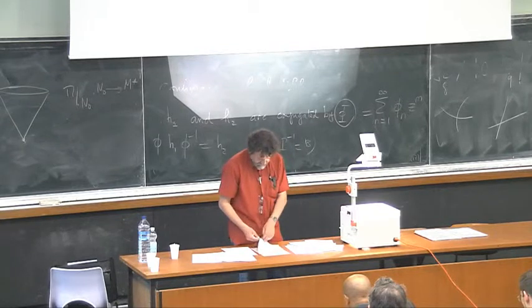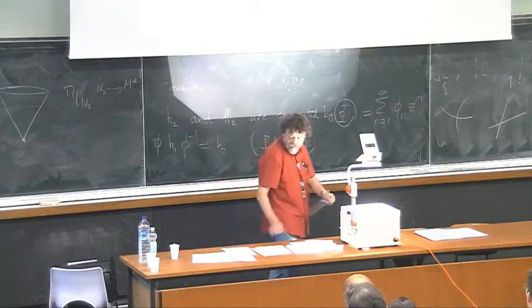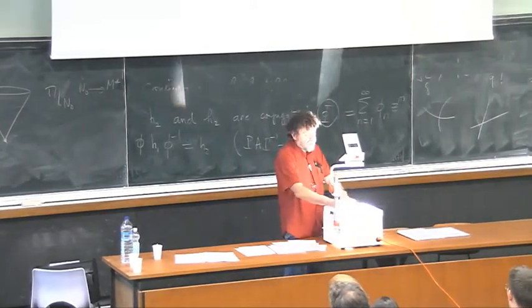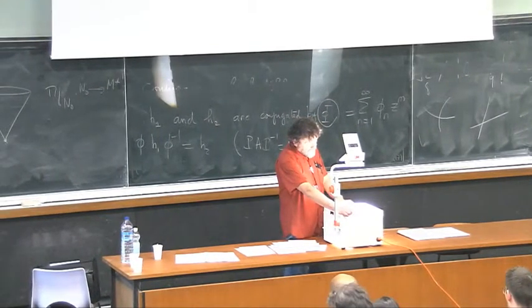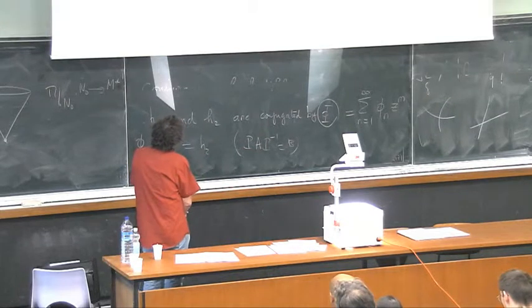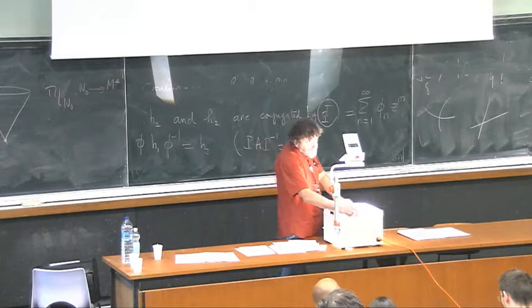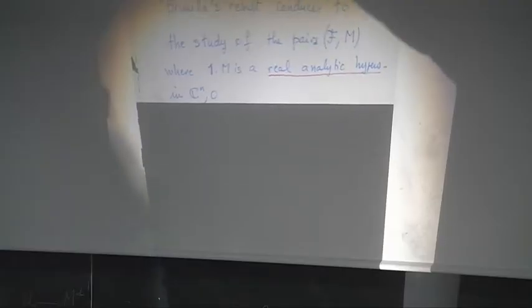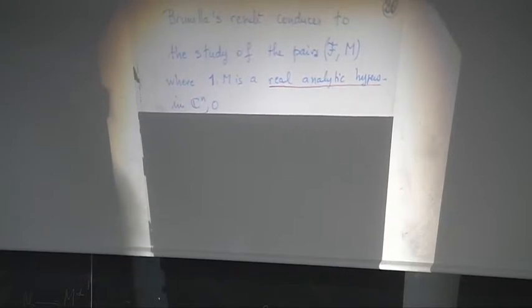So after this, it seems reasonable to study the pairs of holomorphic foliation and hypersurfaces M, which are analytic and Levi-flat, and the Levi leaves are given by the leaves of the foliation F which are in M. So F, a holomorphic foliation, M, a subspace which is real analytic Levi-flat, and we want to describe this situation.